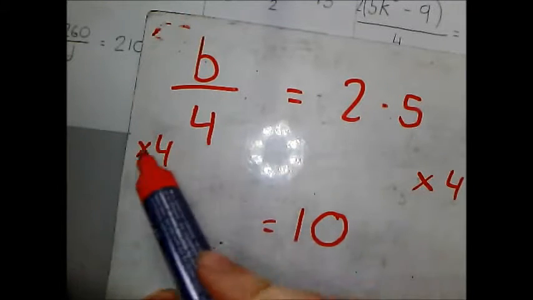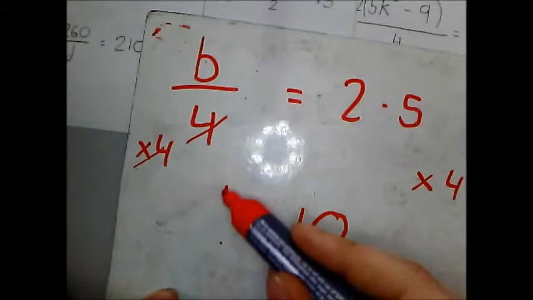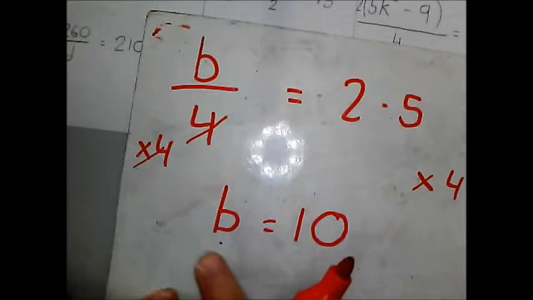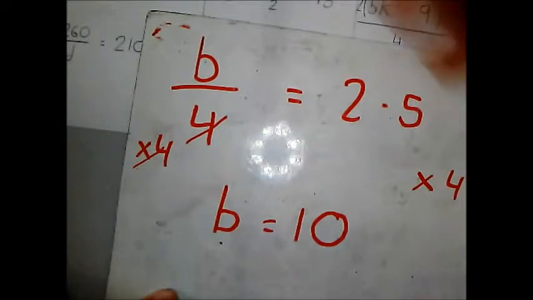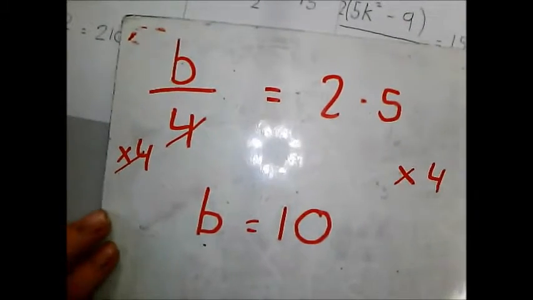Okay, and then b divided by 4 times 4. Well, these are going to cancel. So I'm just going to be left with b on the left hand side. So I end up with b equals 10. So 10 is our answer for number 2.